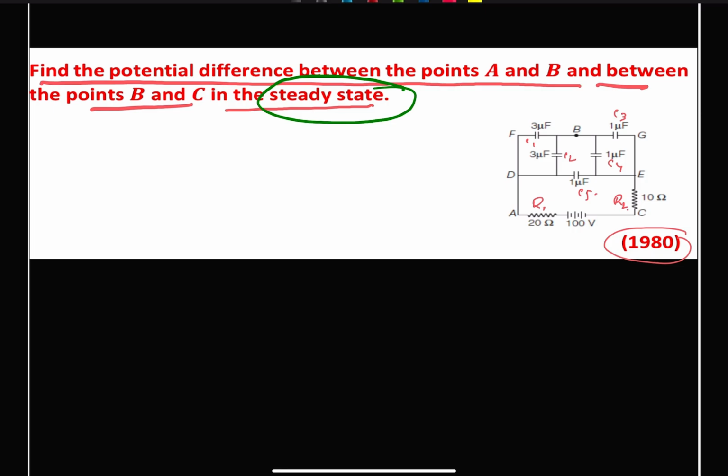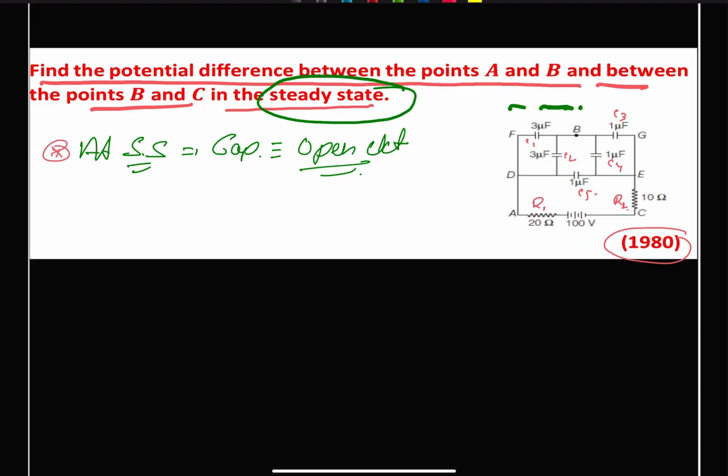And at steady state, the behavior of the capacitor is entirely different. They are all going to act as open circuit. At steady state, the capacitor will be acting as open circuit. If we see this figure carefully, we can understand that this entire block only consists of capacitors, so it will be acting as open circuit. We can approximately draw the figure, which will be something like this.